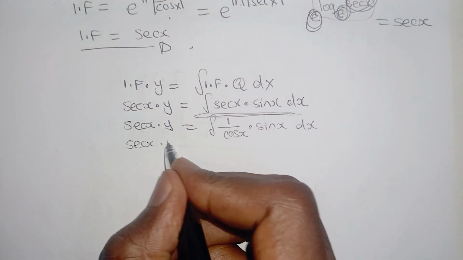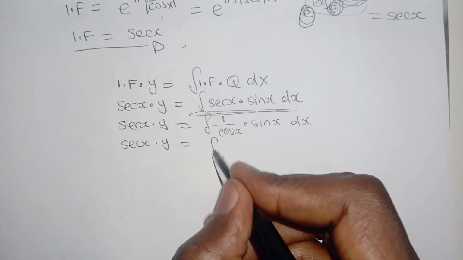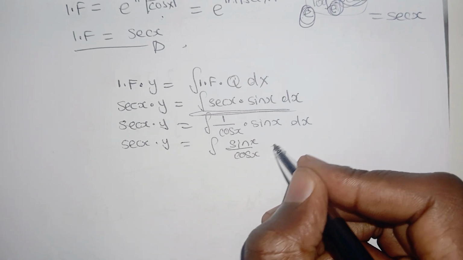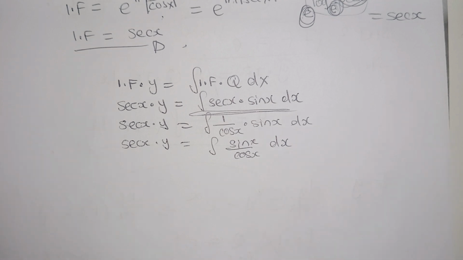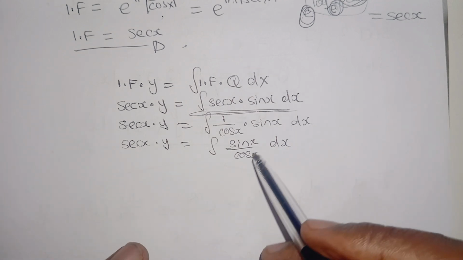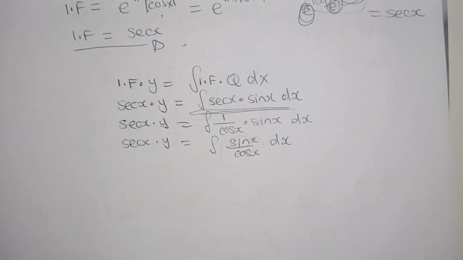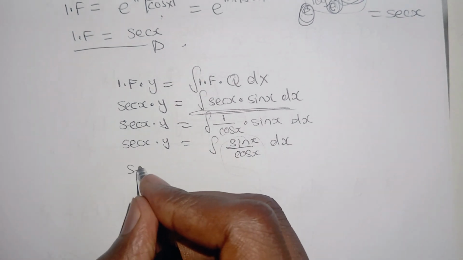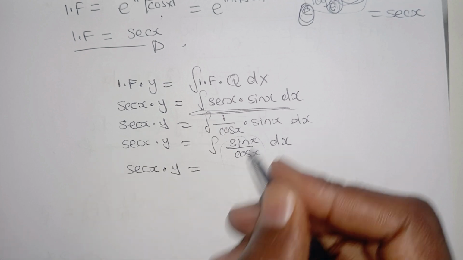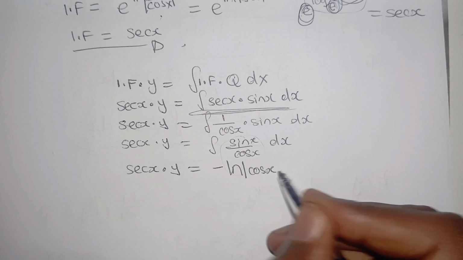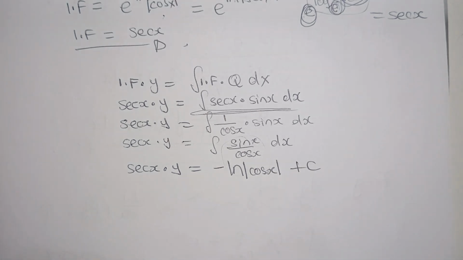Now what do we have? Sec x times y is equal to, what's this? This is just sin x over cos x dx, right? So now that means the integration of tan is going to be used here, because this is tan, but we can just leave it as it is, and then we do our u substitution and we get the answer. So here the answer of this is just going to be negative ln of cos x plus c, right?